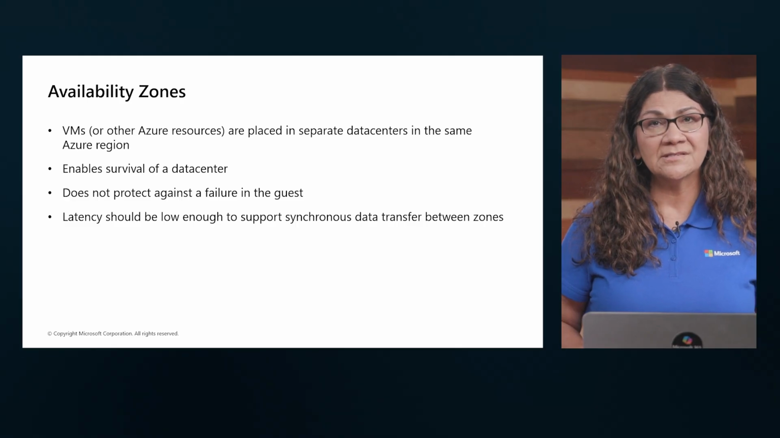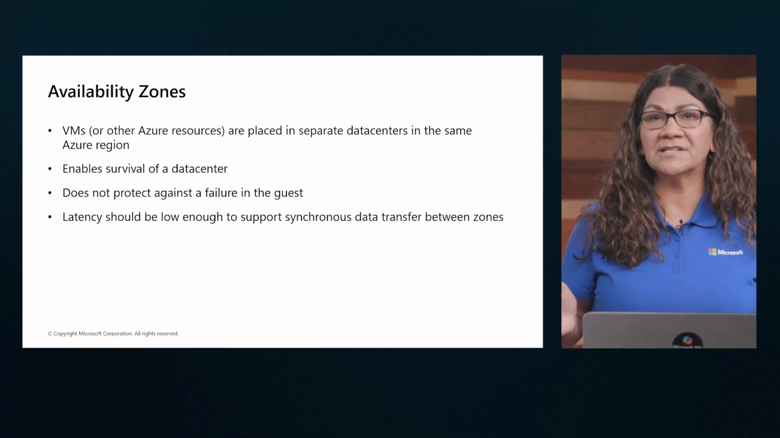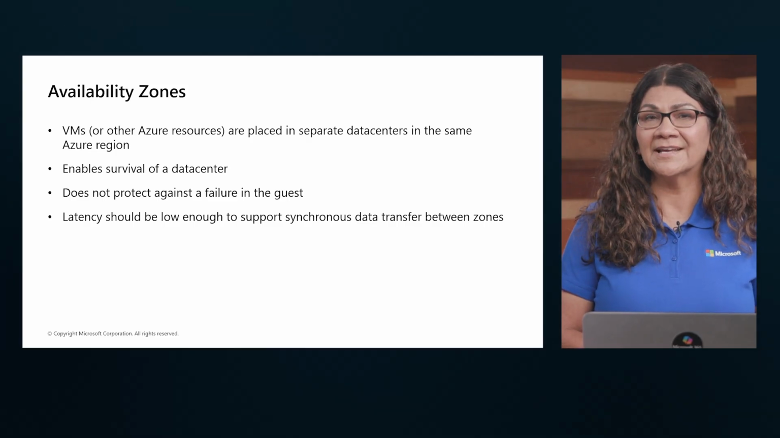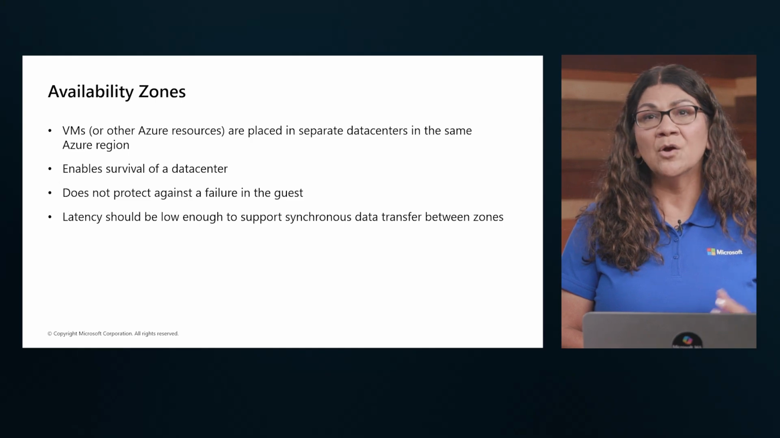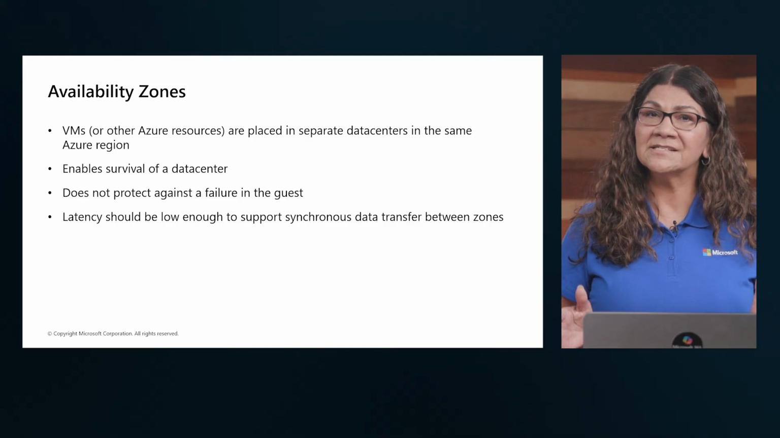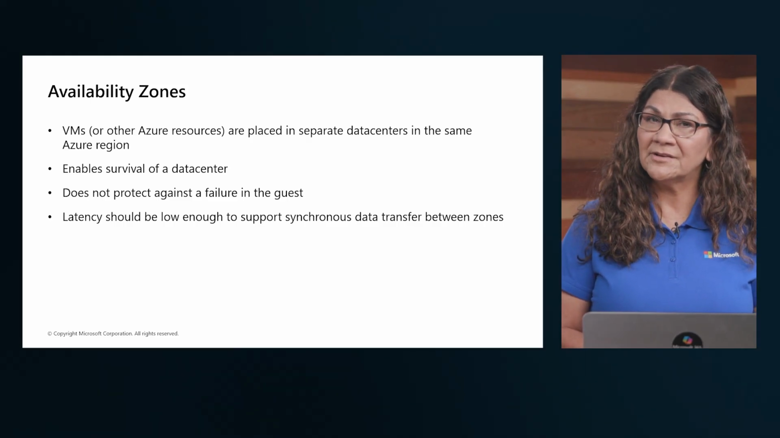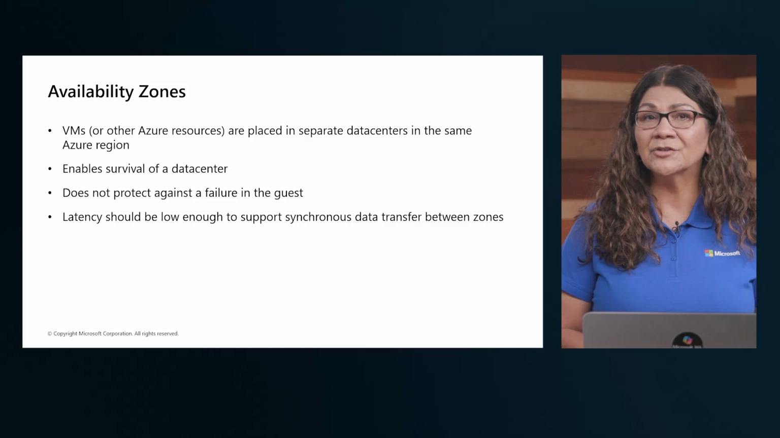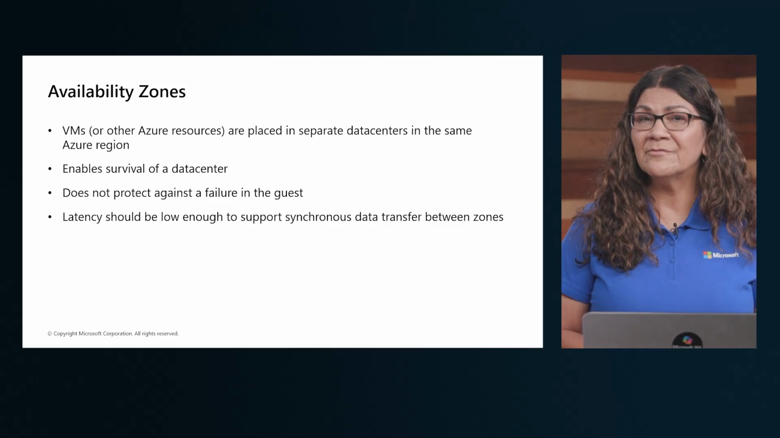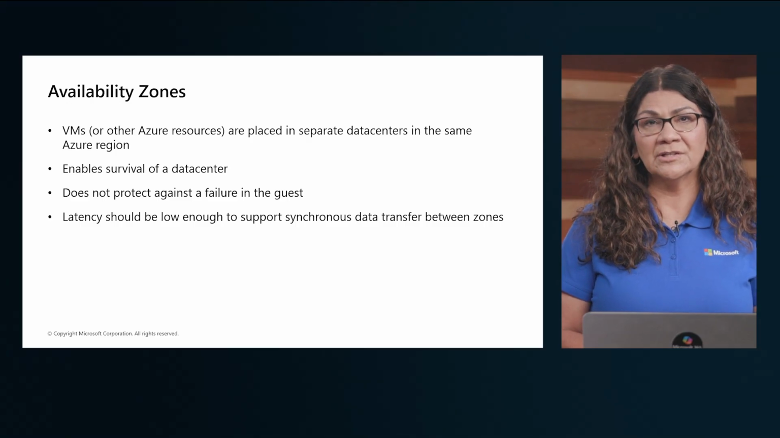Azure Availability Zones distribute virtual machines and other resources across physically separate data centers within the same region to ensure high availability and resilience against data center level failures. While this setup enhances infrastructure durability, it does not protect against failures within the guest operating system. Availability zones build on the foundation of the availability sets and offer low latency connections, typically under 1 millisecond, making them very suitable for synchronous replication scenarios such as SQL Server availability groups.